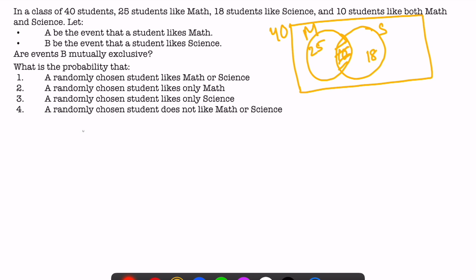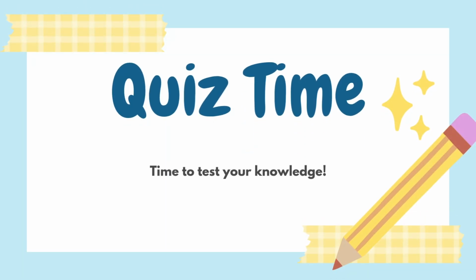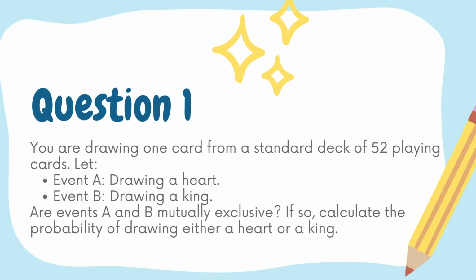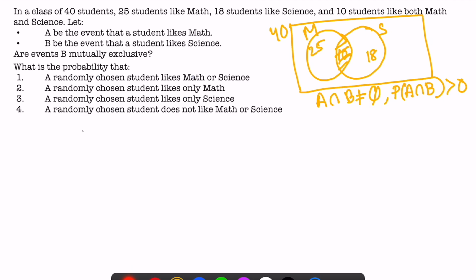So A is the event that a student likes math, and B is the event that a student likes science. So A intersection B is not empty set, and probability of A intersection B is greater than 0. It should be greater than 0. So they are not mutually exclusive. Next, you have to calculate this probability.